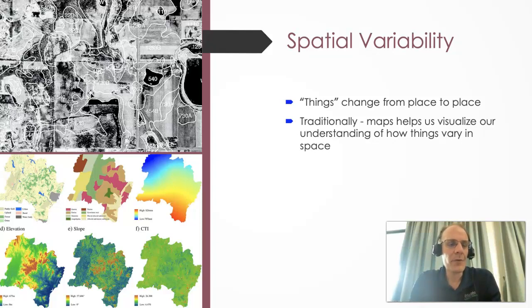Oftentimes when we manage a field, we manage it as a whole area, but because of the variability, some areas will get the right amount of inputs, most of them will get too much, and other areas won't get enough fertilizer or enough lime. If we can look at things as they vary or change in places, then we can match our inputs with the right area. The benefit is that we really reduce soil degradation and improve crop productivity.